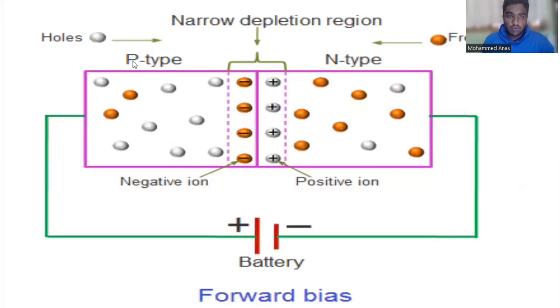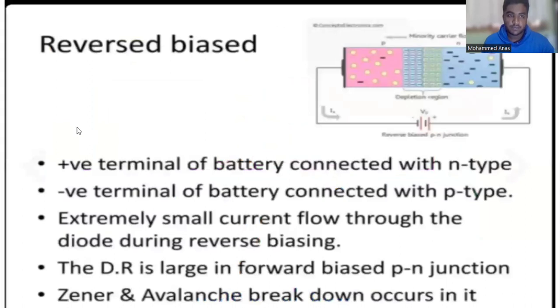As you see here, it is P-type and N-type. P-type is connected to positive and N-type is connected to negative. Here, these white ones are holes and these yellowish ones are free electrons. Holes are positive and free electrons are negative. As I told, the depletion region is narrow, is small. The flow of current from positive to negative is called forward bias. In the next slide, we are going to learn about reverse bias.